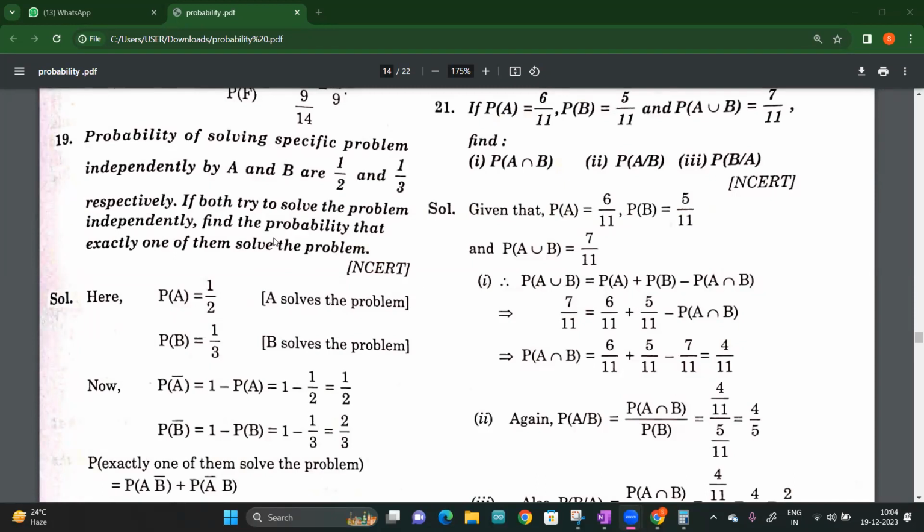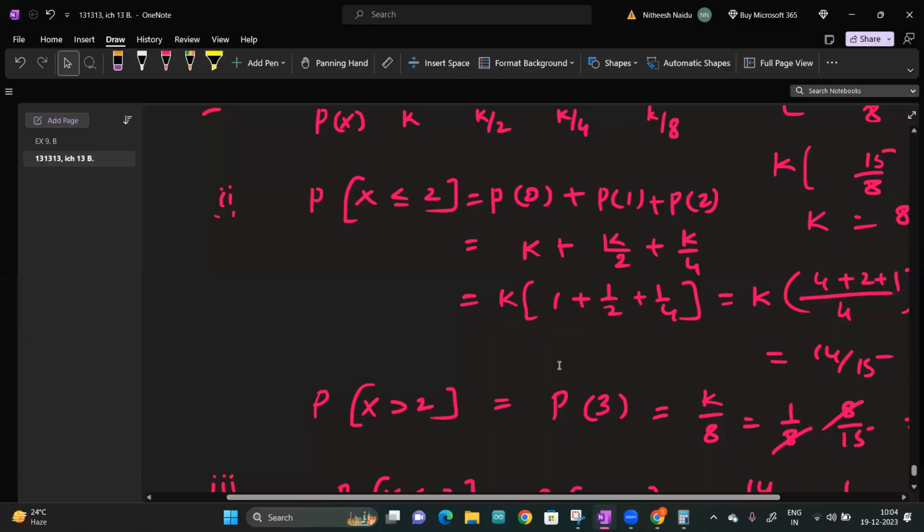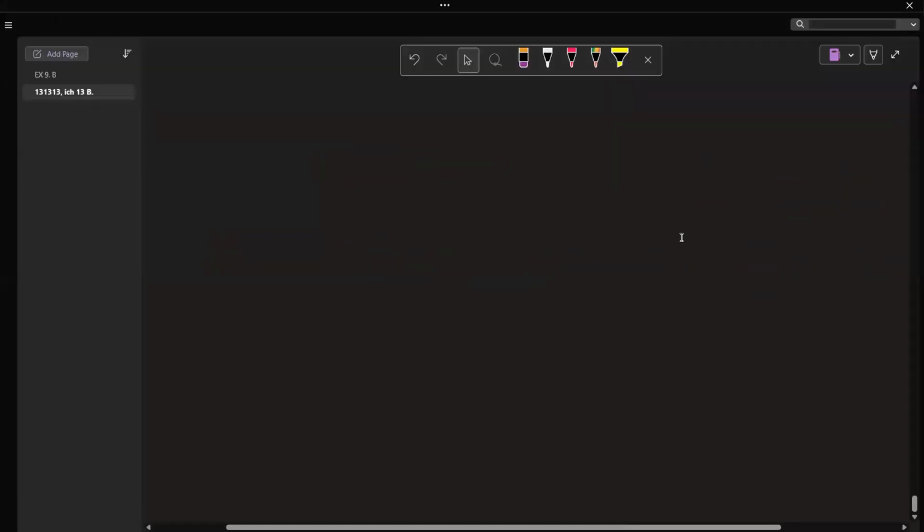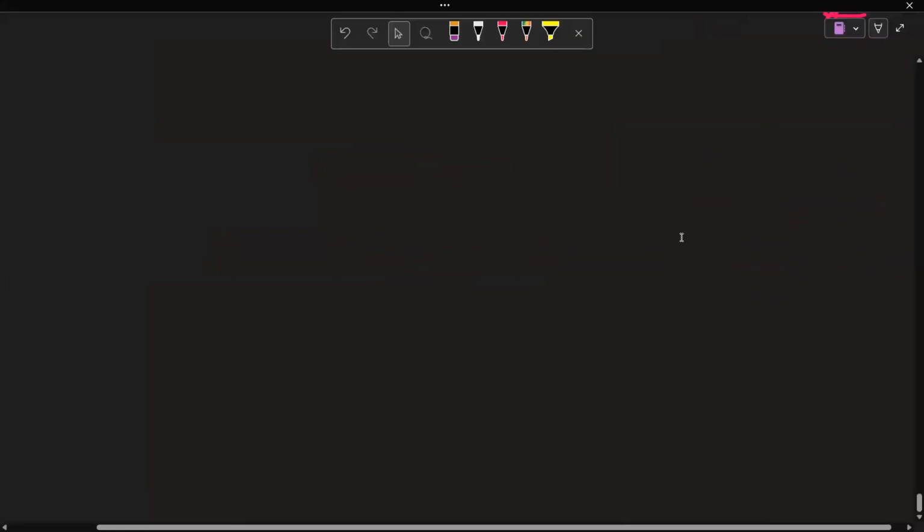Probability, only 2 questions left in this session. The probabilities of A and B solving a specific problem independently are 1 by 2 and 1 by 3. If both are trying to solve the problem independently, what is the probability that exactly one of them will solve the question? Independently solving chances are 1 by 2 and 1 by 3.